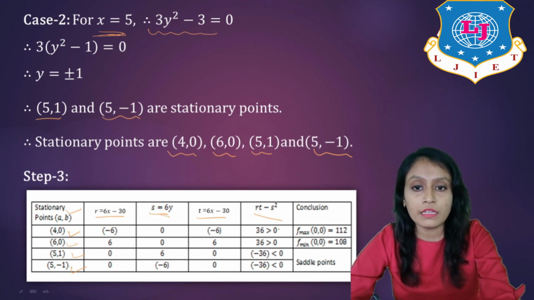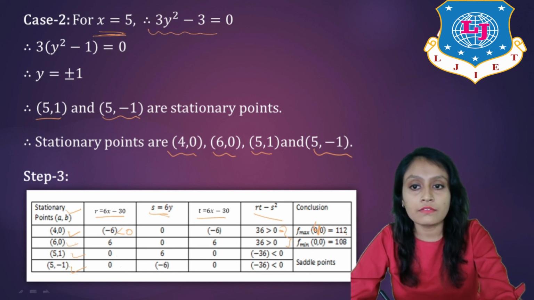Now we have to see where rt minus s square is greater than 0, for these two points. Firstly, let's see for this one. We have to check r. Now r is minus 6, that is less than 0. Whenever we have r less than 0, we will get f maximum at which point? (4, 0). So we will get f max at (4, 0), and to get this value we substitute (4, 0) in f(x, y). So you will get this answer, 112.